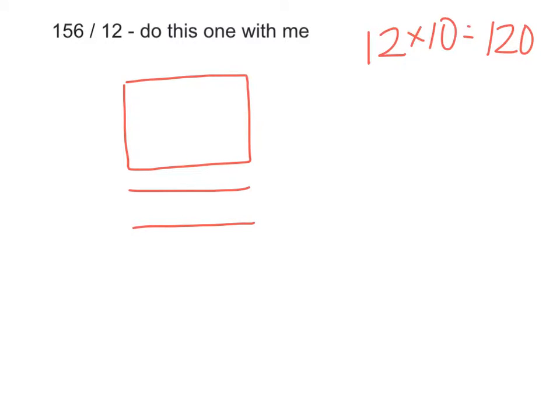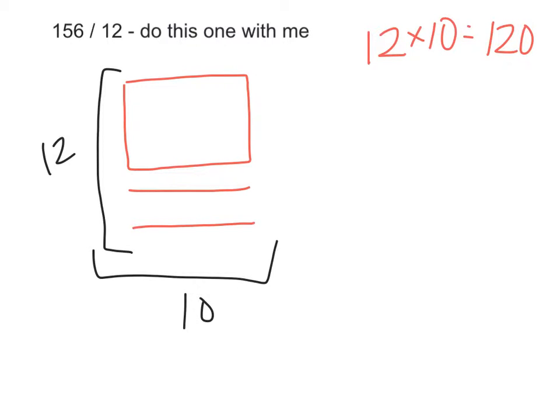Think about my 12 groups right here. This is my 12 groups. And what I've shown so far right here is 10. But I still have some left.